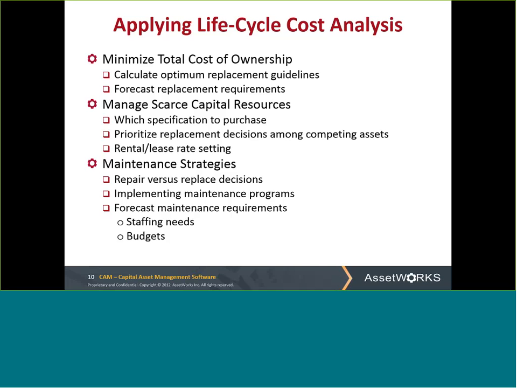Based on the age and distribution of my fleet, can I estimate what my maintenance hours are going to be and then determine what my staffing requirements might need to be for an in-house operation? And then also, what are my budgets? What am I going to need to spend given the age and distribution of my assets?